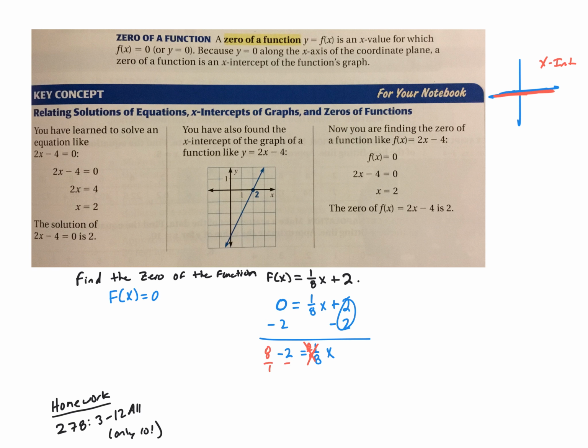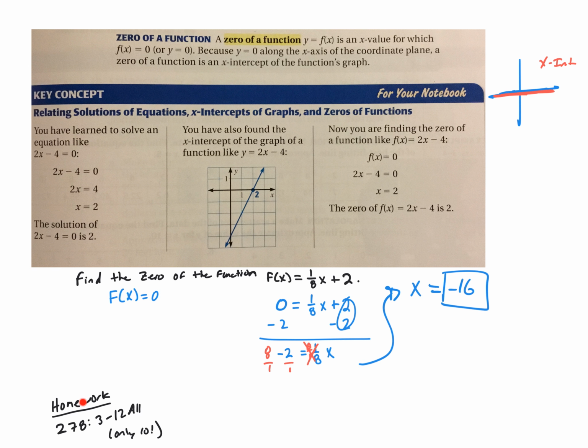8 over 1. And so we find, coming up here where I have more room, that 1x is equal to, well, we're saying 8 times negative 2, which is negative 16 divided by 1 times 1, or 1. So x is equal to negative 16. So the 0 of f of x is negative 16. The 0 of f of x is equal to negative 16.